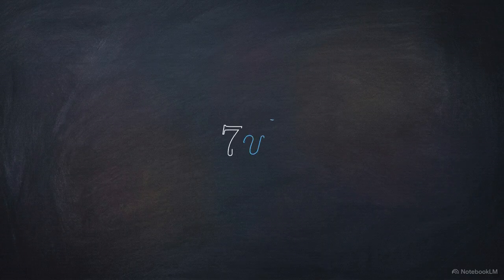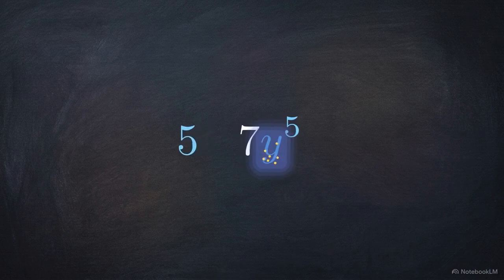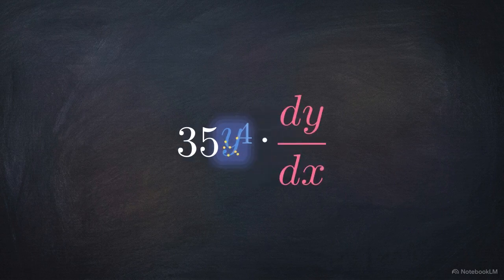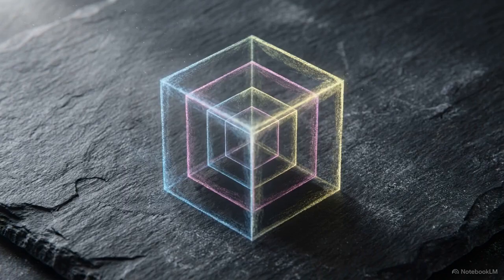The final term in our equation is 7y to the fifth. This is more complex because y is a composite function, a function nested inside another. We resolve this with the chain rule. We differentiate the outside structure first, bringing the 5 down to make 35y to the fourth, and then multiply it by the derivative of that inner function, which we write as dy over dx. By addressing these nested layers, we can now solve the most complex part of our original equation.